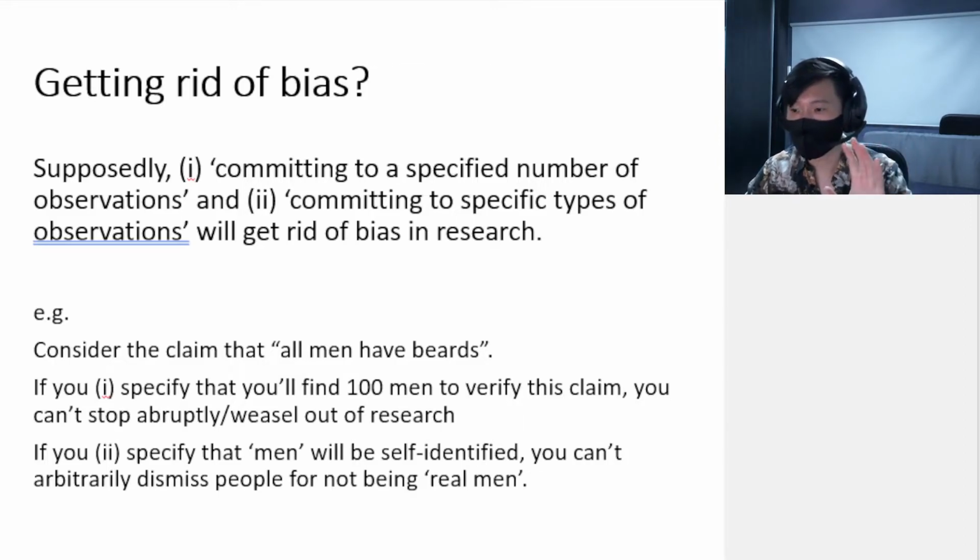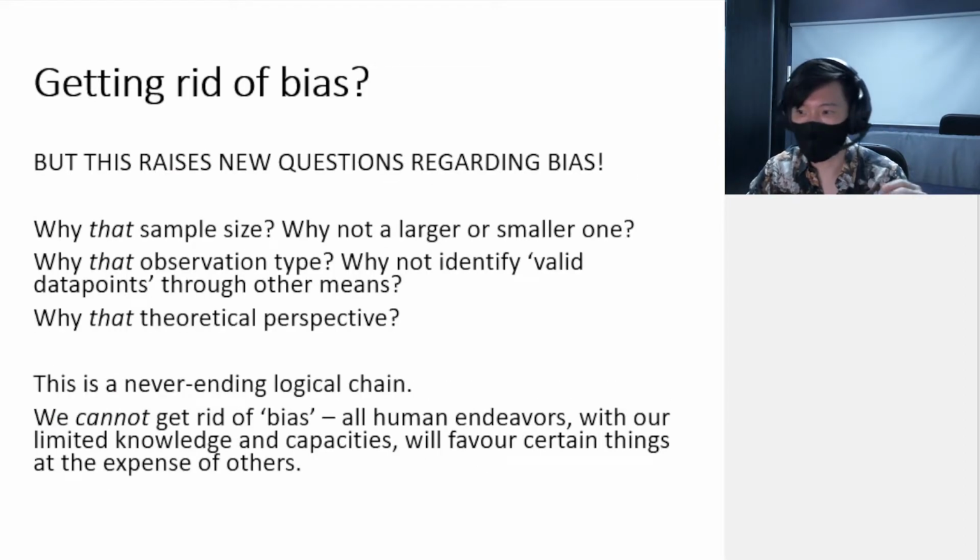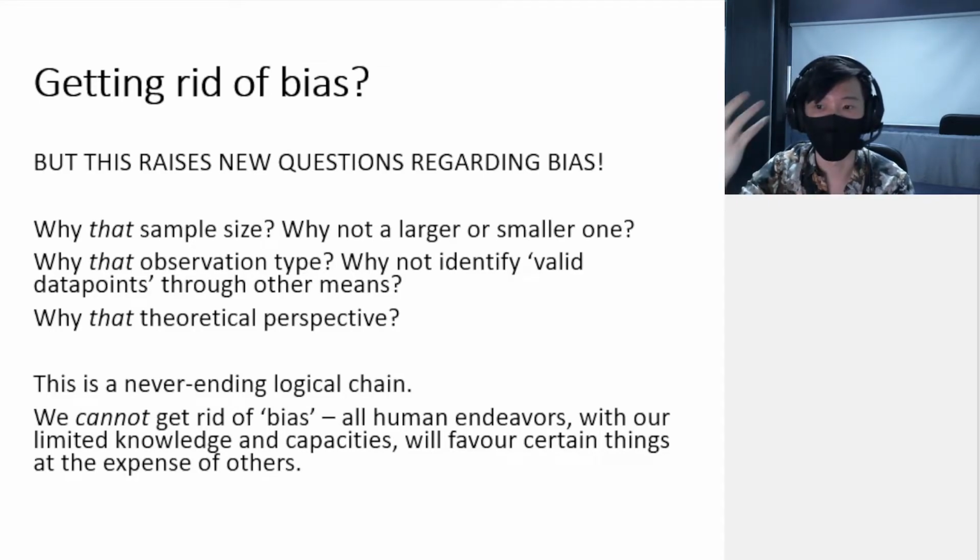But the thing is, these steps regarding methodology, they raise entirely new questions, right? Why that sample size? Why 100 people, right? Why not 150? Why not 200? Why not everybody who identifies as male? Especially if your claim is that big, right? If your claim is so big about all people being a certain way, why not find everybody? So why that sample size?